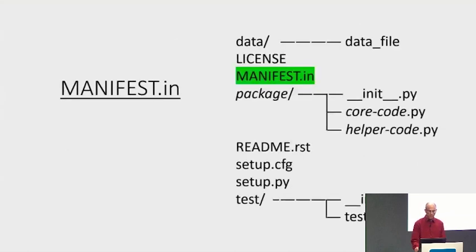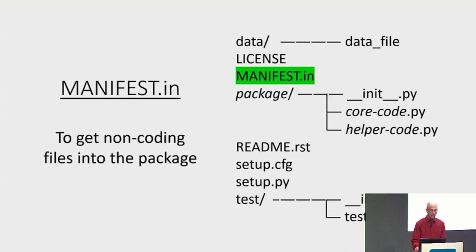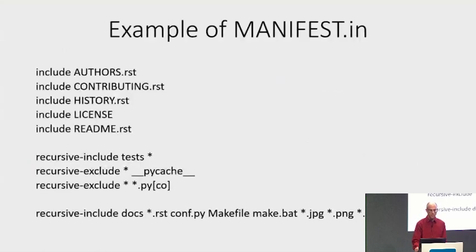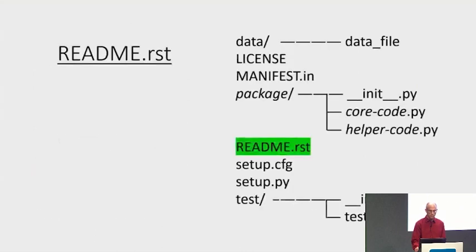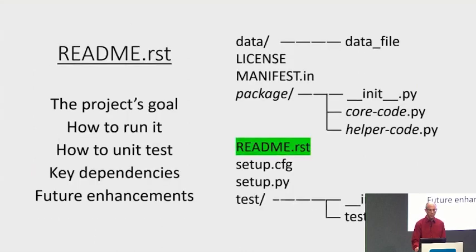And here's a manifest file, and it's required in order to include non-coding files into your package. And here's an example of it. It actually explicitly lists all the files you want to put in. There's the usual README, the project's goal, how to run it, blah, blah.